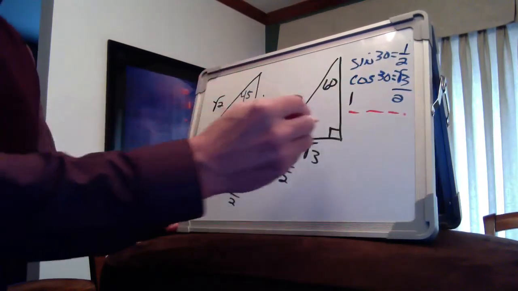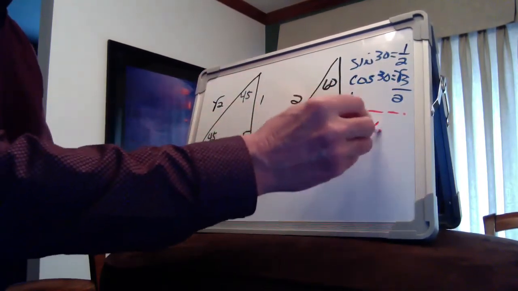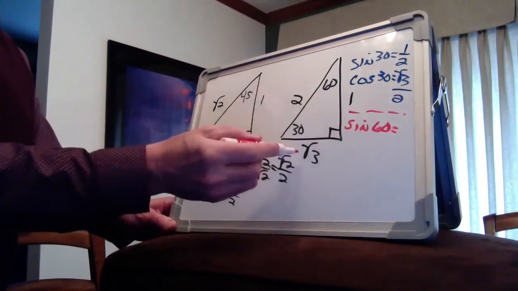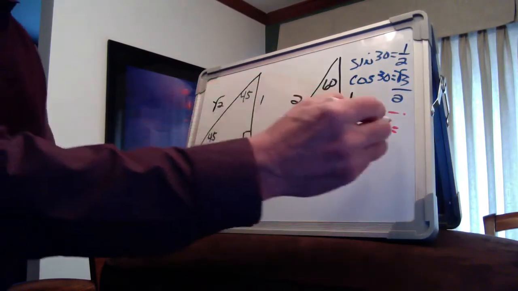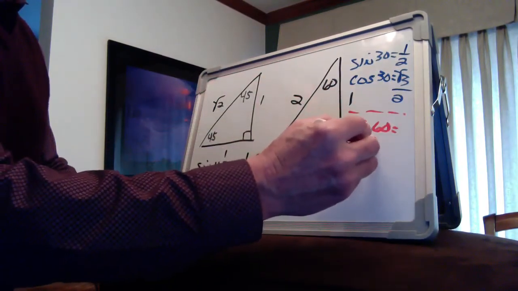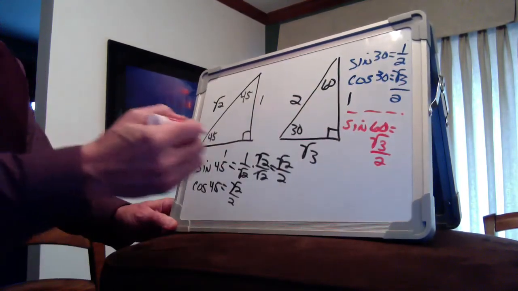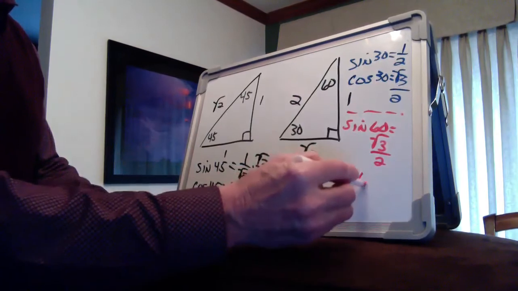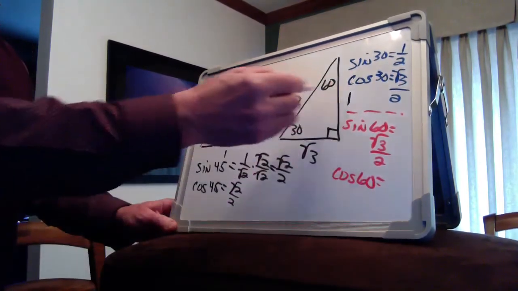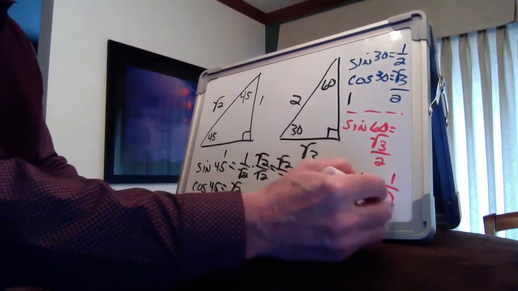I go to 60 degrees. The sine of 60 is opposite over hypotenuse, so I'm going to put it here. And then look at the cosine of 60, adjacent over hypotenuse, that is 1/2.